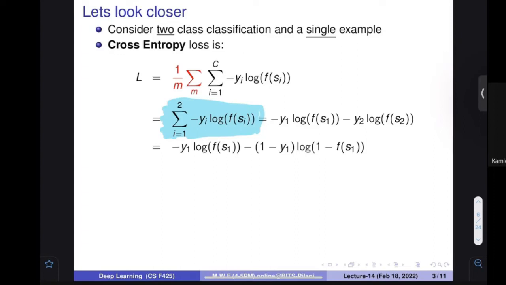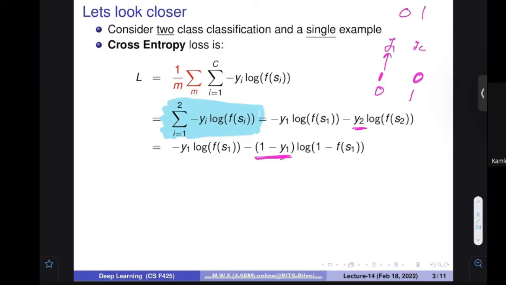Akshit, yes, okay. But please note, if we have only two classes, for example y1 and y2, and the values are 0 and 1: if this is 1, then this is 0, and if this is 0, then this is 1. Only two classes are there. So I can say that y2 is equal to 1 minus y1.